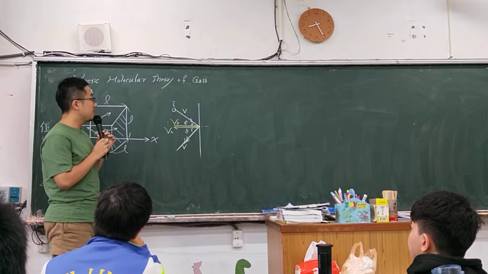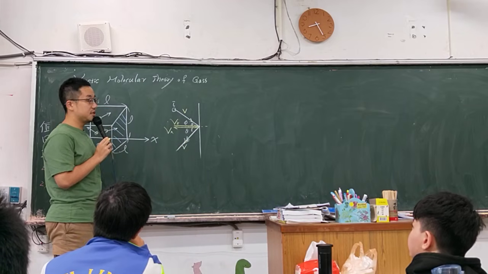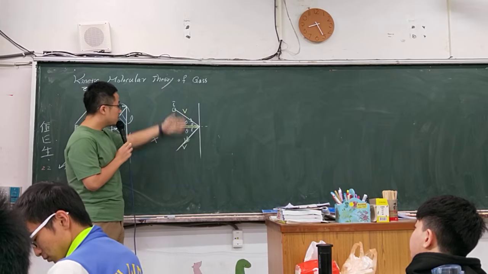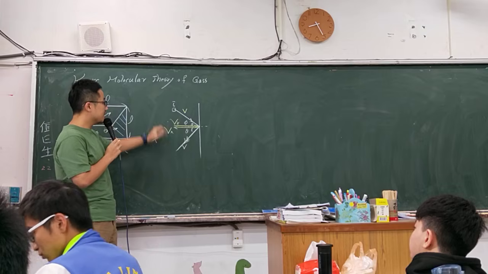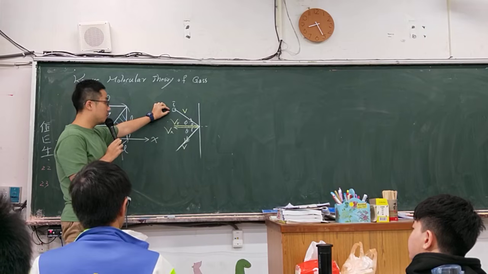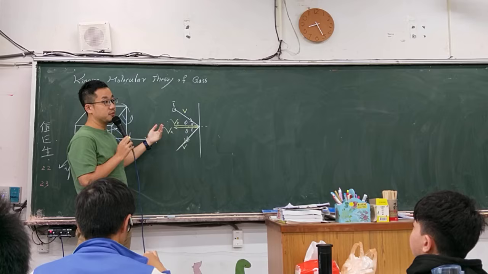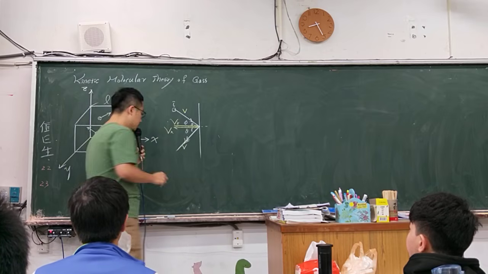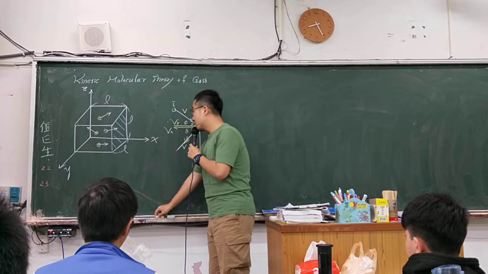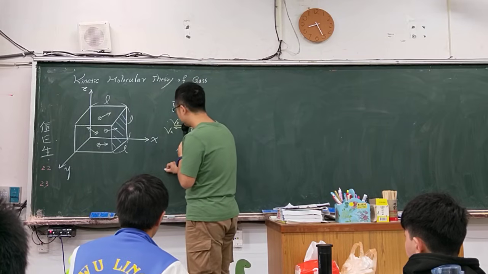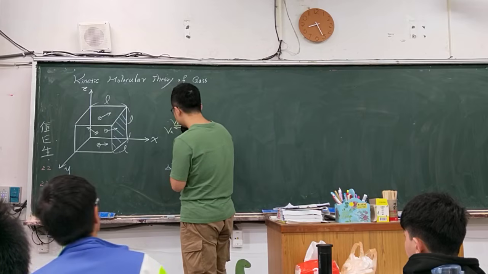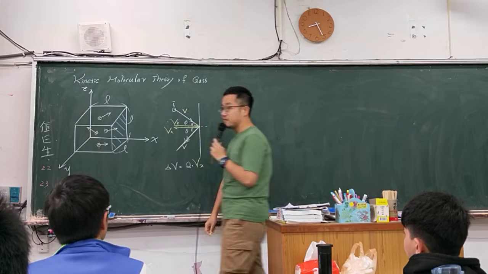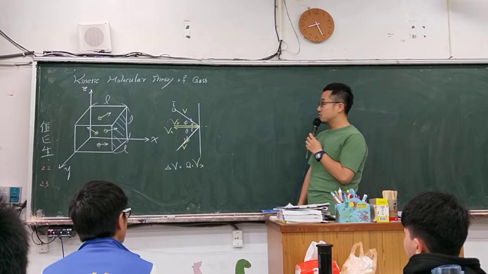So now I want to find out the change of velocity. Along the y-axis there will be no force acting on the molecules. There will only be a normal force. So you will only see the change in the normal direction. You will only see the change in the x direction. So we derive that the change of velocity can be written as 2 times vx. vx means the velocity in the x direction.